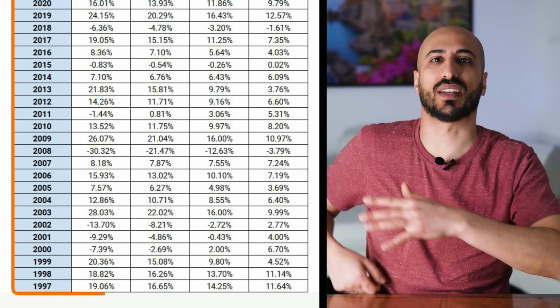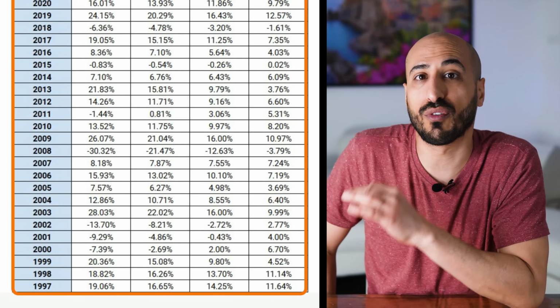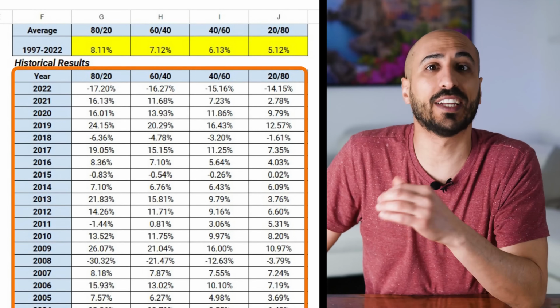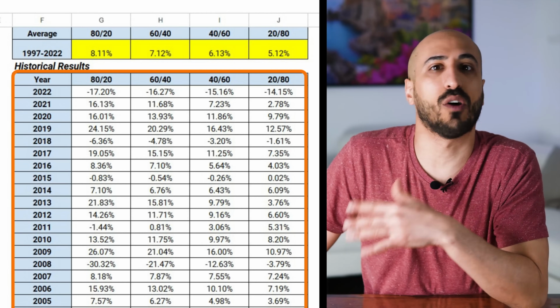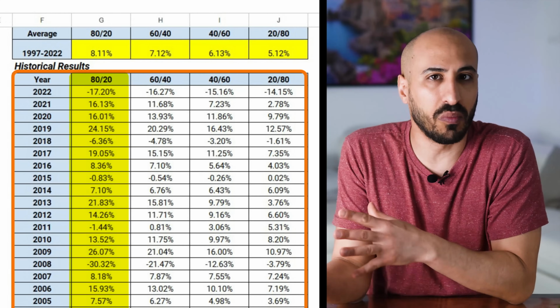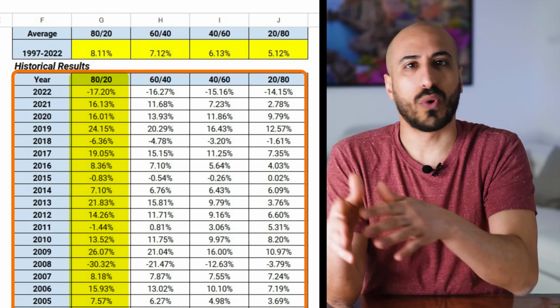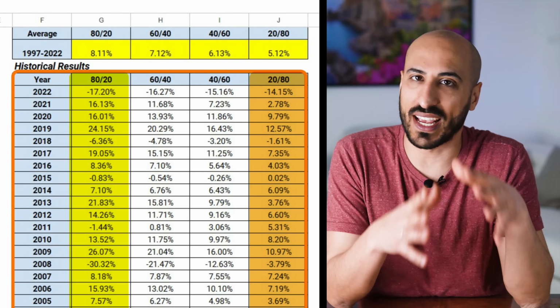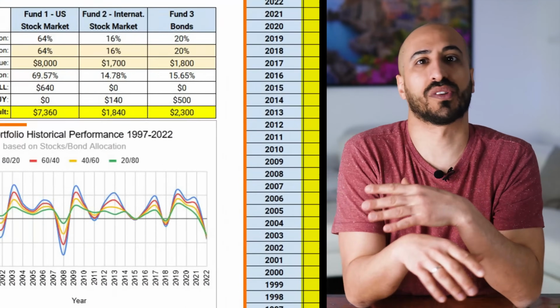to equities. Here in this table, you see which return your portfolio would have had every year from 1997 to 2022, depending on how much of it is bonds and how much equities. 80-20 means that you have 80% in the total stock market and 20% in bonds. All the way to 20-80, that means that you have 20% in the total stock market and 80% in bonds. The same is also represented in this chart.